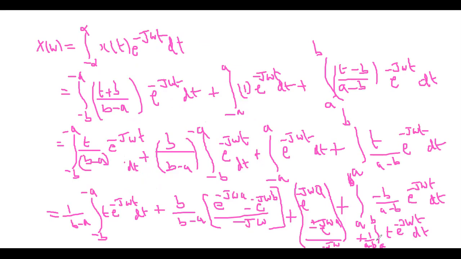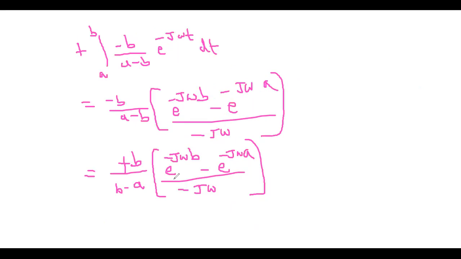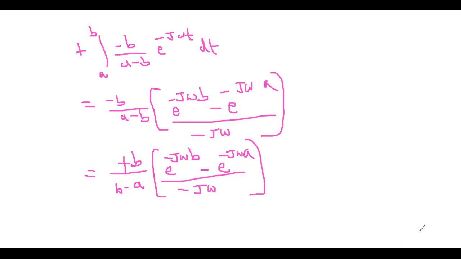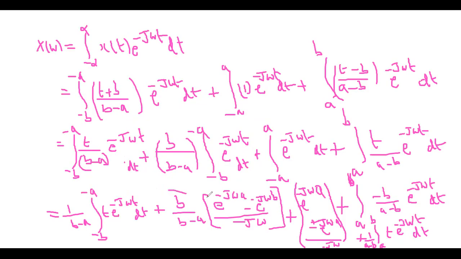In these two terms, b by b minus a, e power minus j omega b, and here also e power minus j omega b, but it is a minus here. Here the plus e power minus j omega a, and here minus e power minus j omega a. So these totally get cancelled off. Okay, my dear students.